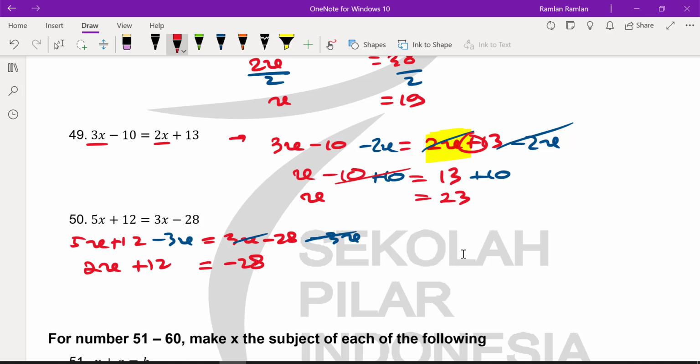And then the next step is we're going to subtract 12 from both sides to get rid of this guy, right? Minus 12, and that leaves us with 2x on the left side, and this is gone. And then it equals minus 28 minus 12, which is minus 40. And the last step is to divide both sides by 2 to get rid of this 2, and then you will get the x value equals negative 40 divided by 2, which is negative 20.